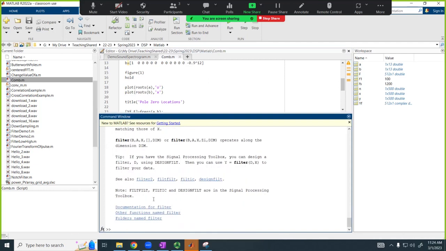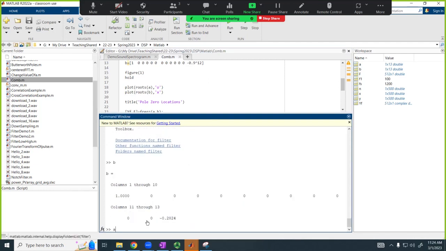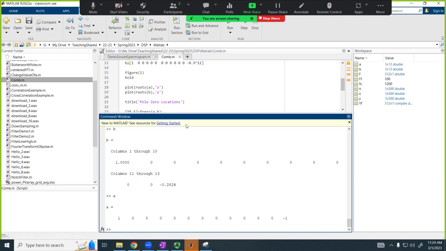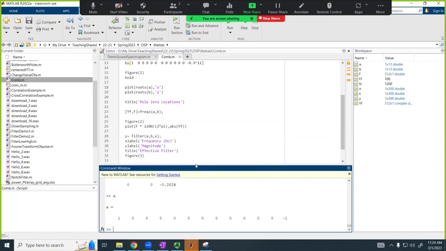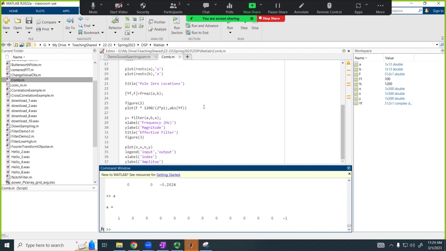So therefore, I have the B, the A, and then the filter. Once I have A and B, I can use the filter command to calculate the output, and I can use freqz to get the frequency response of that filter. So for freqz, I have to pass to it the numerator and denominator, and then it will give me the frequency and the amplitude, and then I can plot it. Is that clear? Okay.